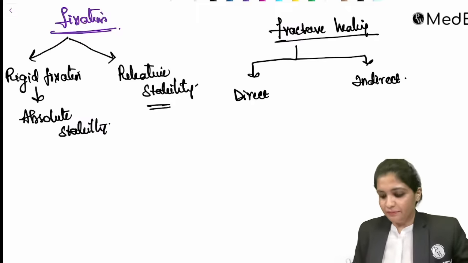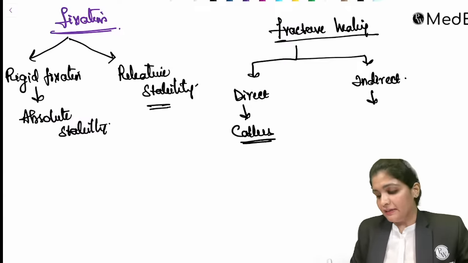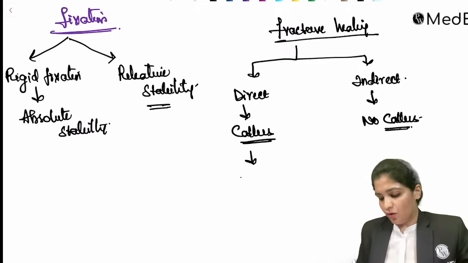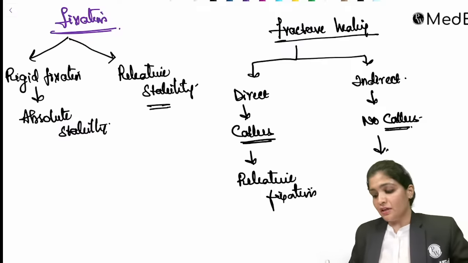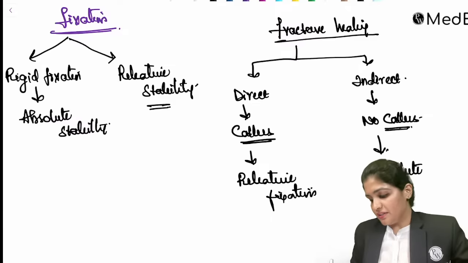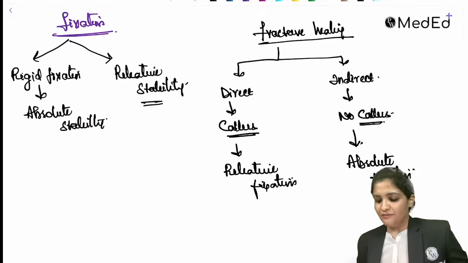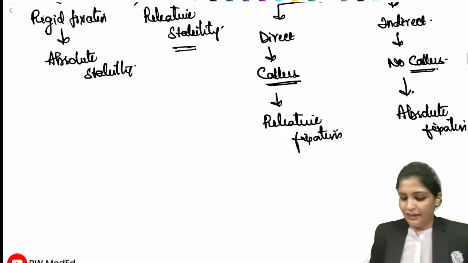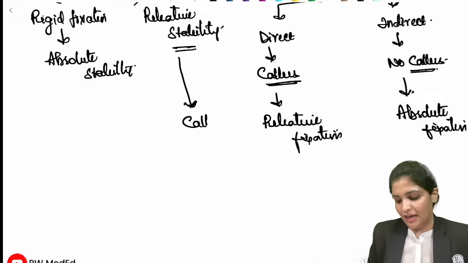So what is this direct method? Where the callus is formed, right? Indirect method, there is no callus. This is called your relative fixation, where you are allowing the fracture to heal by callus formation. Here there is no callus formation, so this is your absolute fixation. So what are the various implants which are used to do this? In case of relative stability, you are allowing the fracture to heal by callus, right? So callus should be formed.